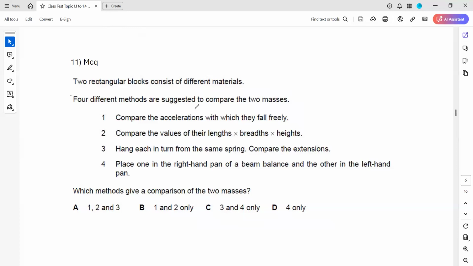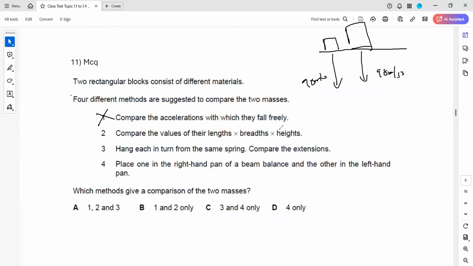Question 11. Two rectangular blocks consist of different materials. Four different methods are suggested to compare the two masses. If you want to compare the masses of the two objects by comparing the acceleration, look, the acceleration will be the same. If we drop different objects of different masses, they will have the same acceleration. The acceleration due to gravity for both of them will be 9.8 meters per second squared. So we cannot use this method to compare the mass, like which is heavier and which is lighter.